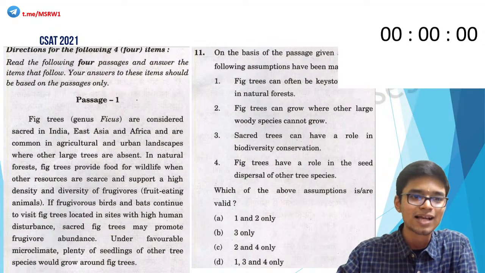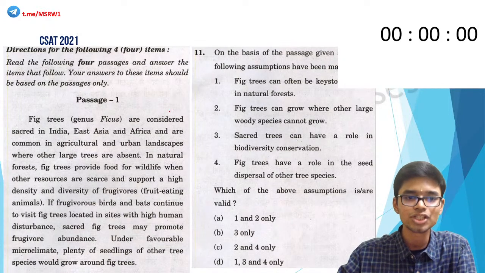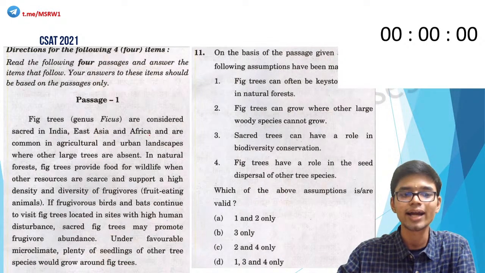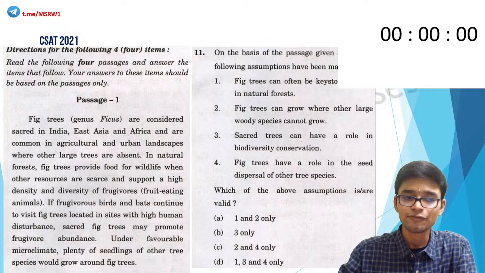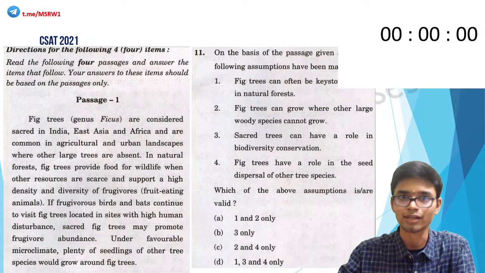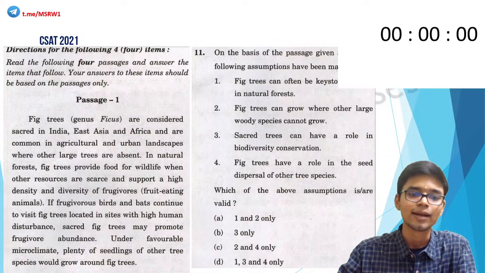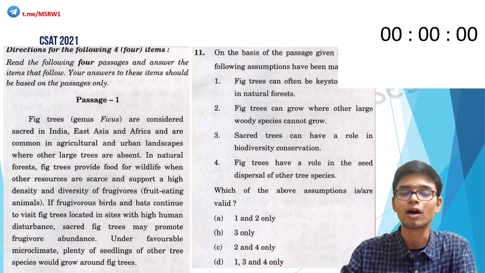Okay, time's up. So let's read this passage. Fig trees, genus Ficus, are considered sacred in India, East Asia, and Africa, and are common in agricultural and urban landscapes where other large trees are absent. In natural forests, fig trees provide food for wildlife when other resources are scarce and support a high density and diversity of frugivorous, that is, fruit-eating animals. If frugivorous birds and bats continue to visit fig trees located in sites with high human disturbance, sacred fig trees may promote frugivore abundance. Under favorable microclimate, plenty of seedlings of other tree species would grow around fig trees.